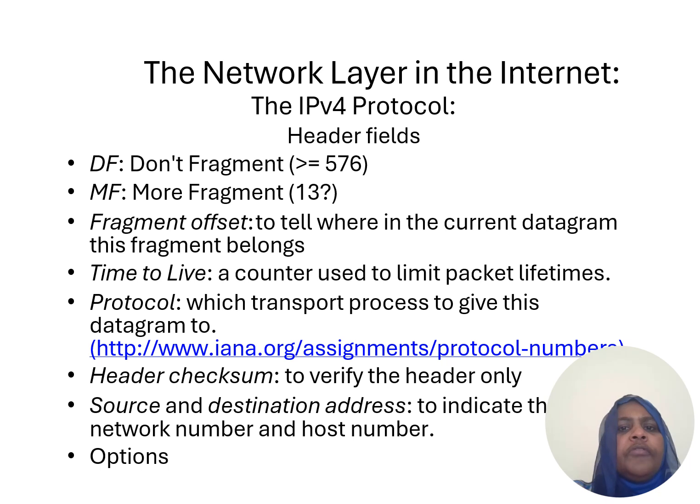Identification is the ID of the datagram. DF is the don't-fragment bit, for packets less than 576 bytes. MF means more fragments. If the packet is fragmented, it will tell how many fragments are left. Fragment offset will tell where in the original datagram this fragment belongs. And time to live is a counter used to limit the packet lifetime.